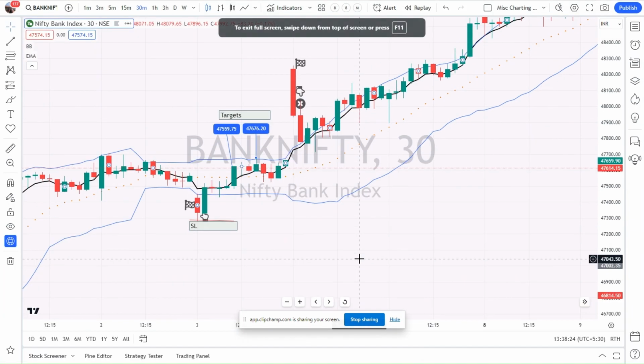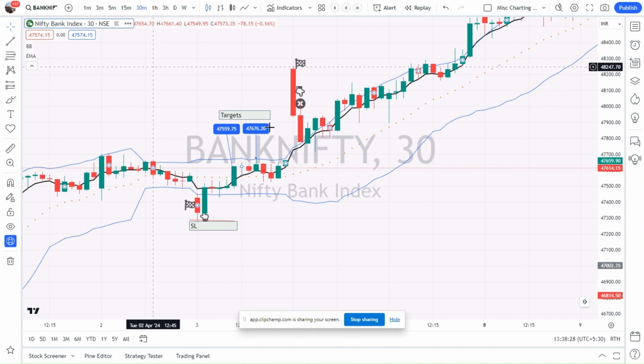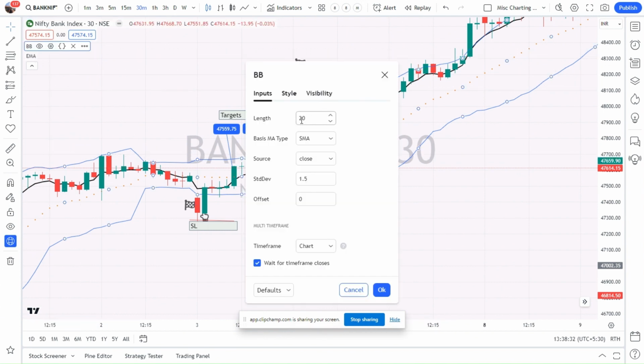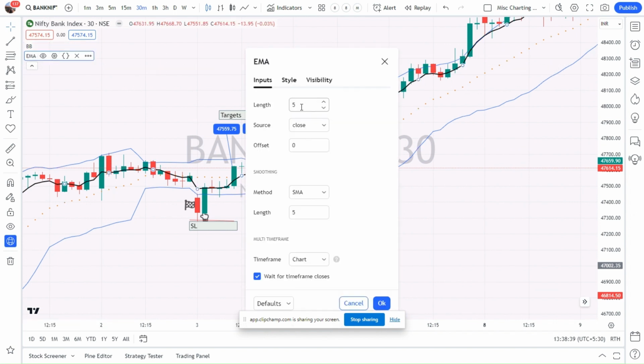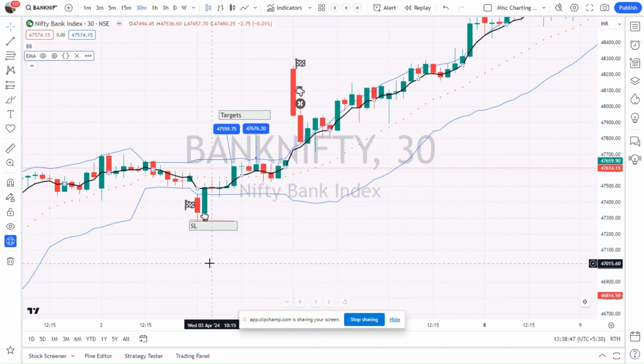Okay. Now, in the Bank Nifty, it is a Bank Nifty 30 minutes spot chart. And let me show you, this Bollinger Band is basically 20 and 1.5. Wait for the time frame close, and the EMA is basically 5, and based on the close, the other values are this. We will be choosing only the close. This does not matter, and also this is wait for the close.